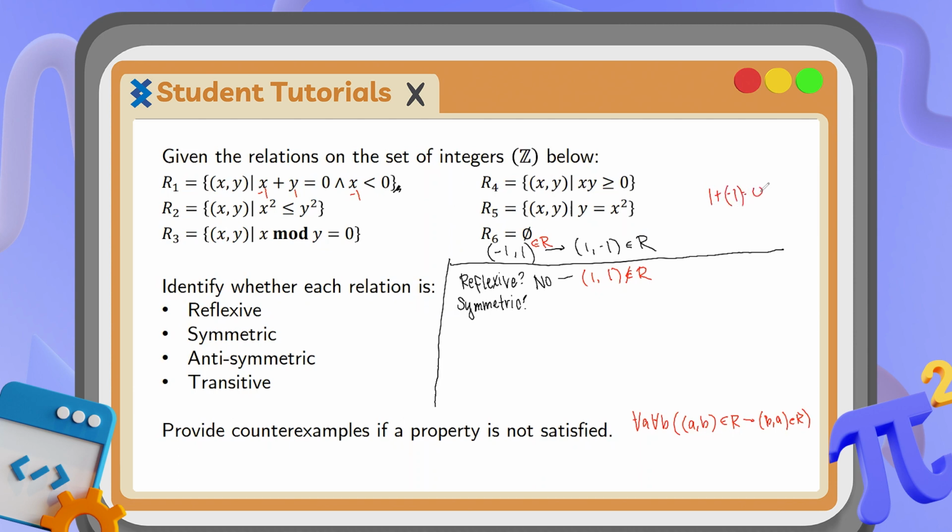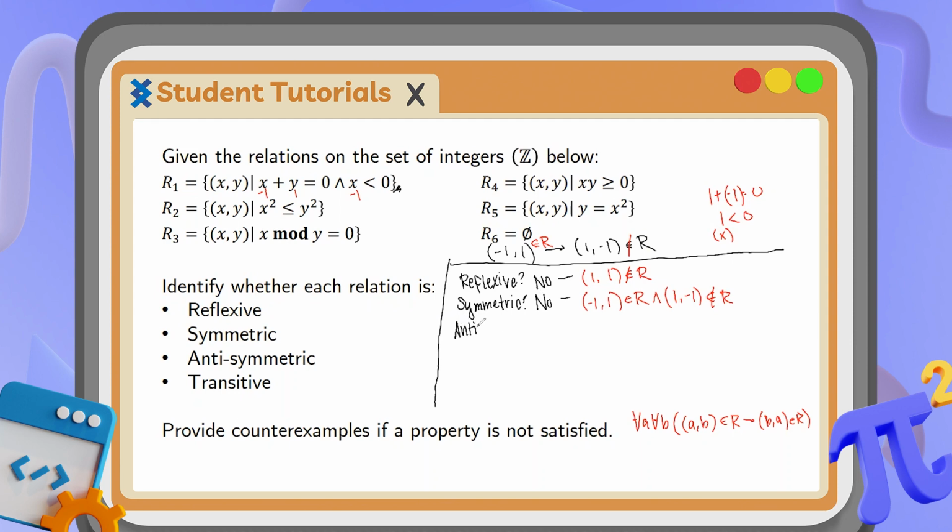That is good. And then we have 1, which is our x, is not less than 0. In fact, it is greater than 0. So therefore, it's not in the relation. Therefore, this one is also not symmetric because negative 1, 1 is in the relation and 1, negative 1 is not in the relation. So that is our counterexample for the symmetric property.